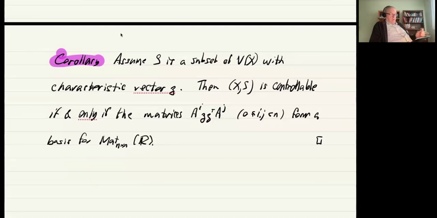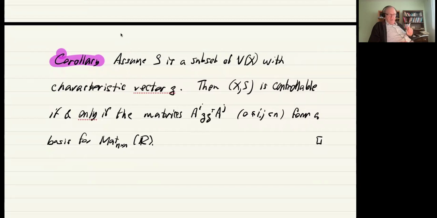Now, the proof is simply to note that S is controllable if and only if these vectors, for i equals 0 to n minus 1, are linearly independent. They're the columns of the walk matrix. So this is an immediate consequence of the previous lemma. Now, you get an explicit basis for the space of n by n matrices.